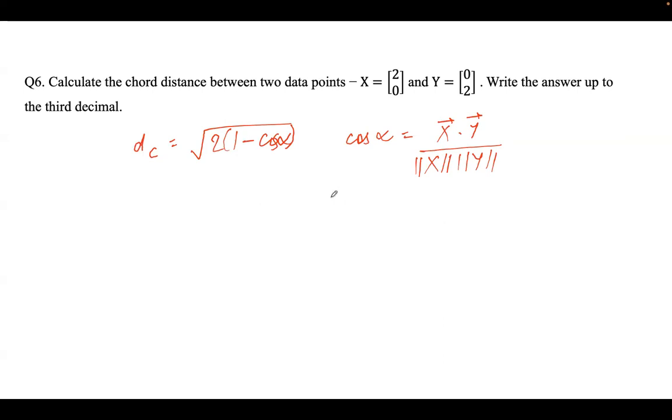So what's the value of the dot product to start with? 2 multiplied by 0 is 0. 0 multiplied by 2 is 0. This numerator becomes 0. Therefore, cos alpha is also equal to 0. So plug in this value here. So you write 1 minus 0. Find the root. So it becomes root of 2. Now it says that you have to write your answer until the third decimal.